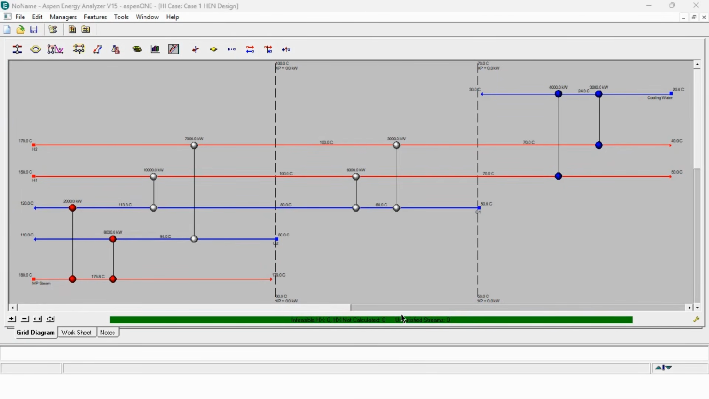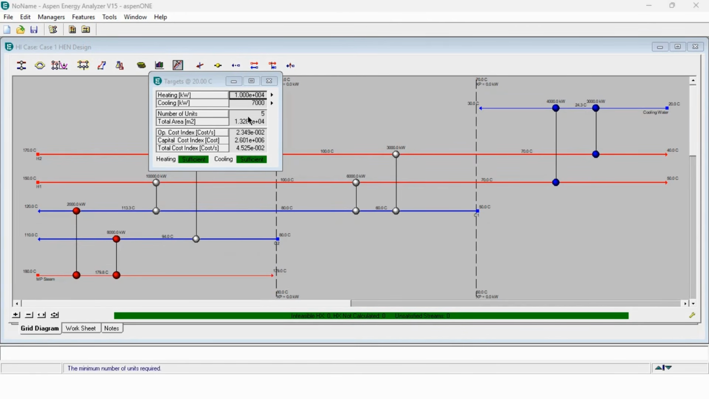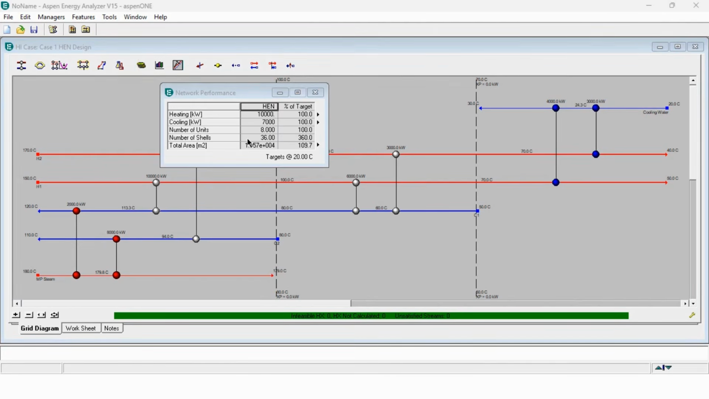You can see that we have successfully solved, or designed, our multi-pinch system using Aspen Energy Analyzer. If you look at the units, there were 5. The loads are the same, as we will see: 7,000 and 10,000 kilowatt. If you look here, the number of units is the same as defined in the target zone.